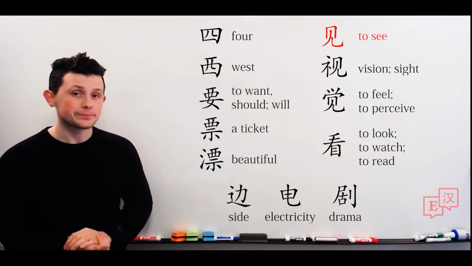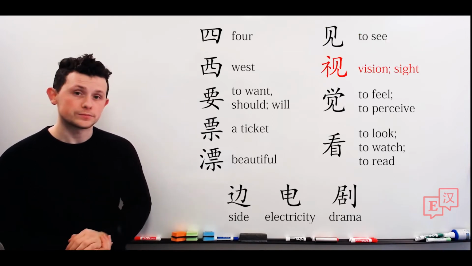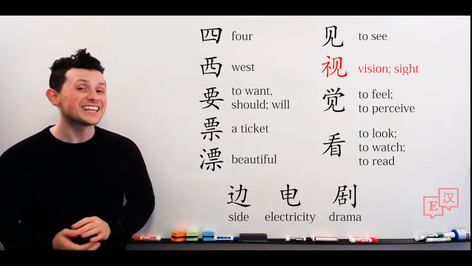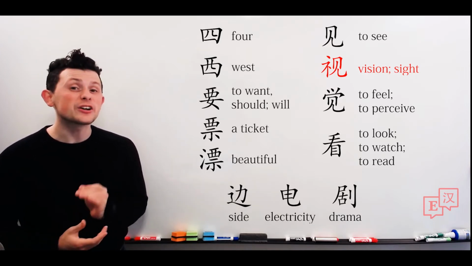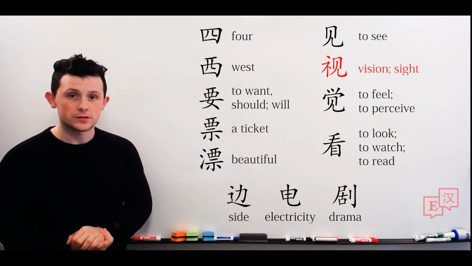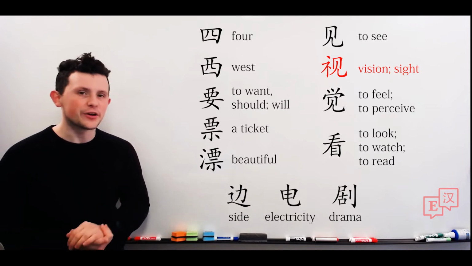to see. Now, our next character, shi. Shi, pronounced exactly like to be. This character means vision or sight. Shi, with again, to see on the right.